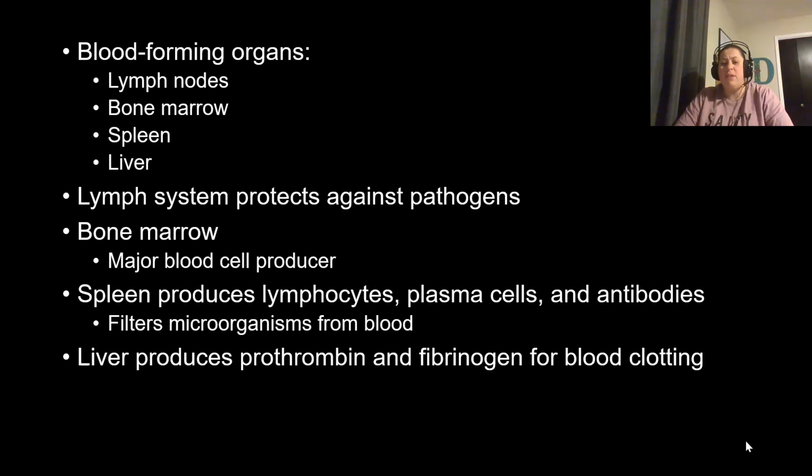We also see the liver. The liver produces what we call prothrombin and fibrinogen. Both of these are required specifically for the blood clotting cascade. So in order for our blood to clot properly when we're bleeding, the liver has to produce certain things that are part of those cascades.